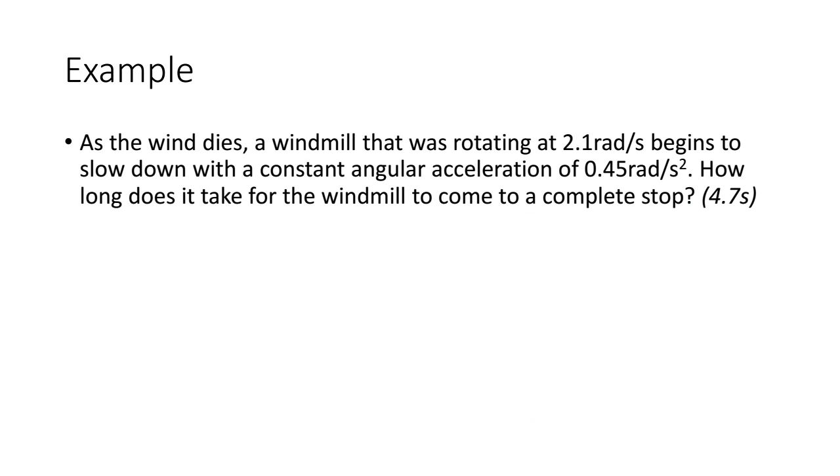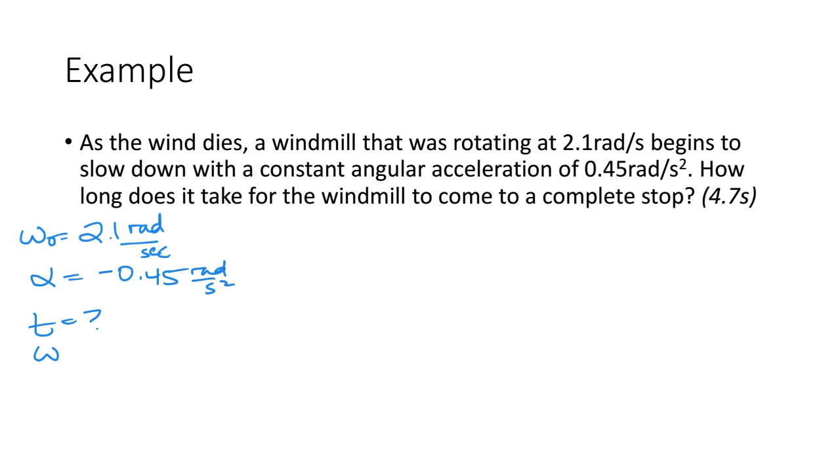In our next example, as the wind dies, a windmill that was rotating at 2.1 radians per second begins to slow down with a constant angular acceleration of 0.45 radians per second squared. How long does it take for the windmill to come to a complete stop?